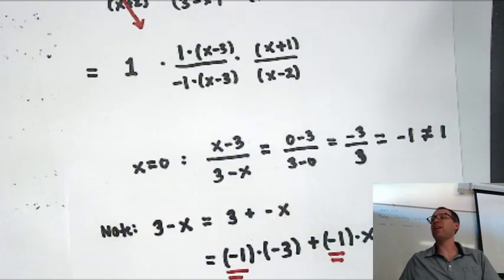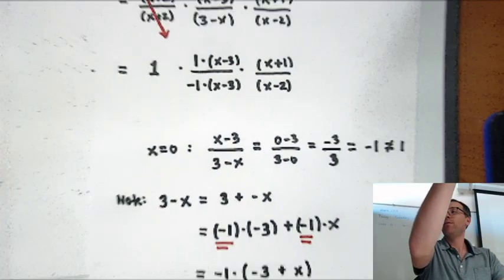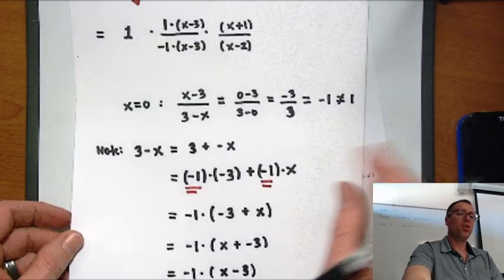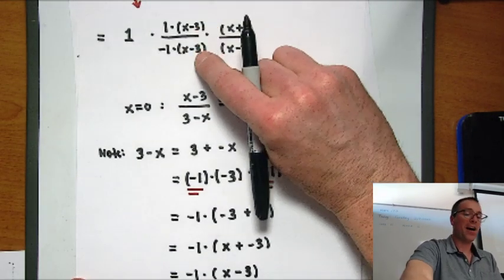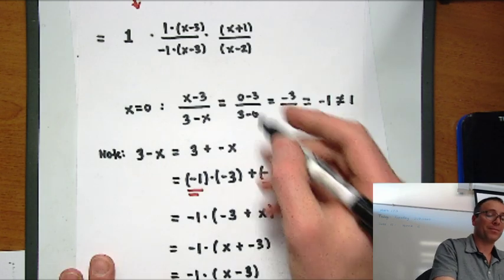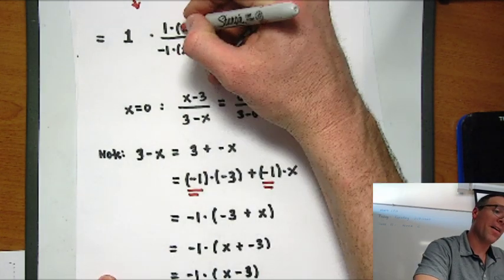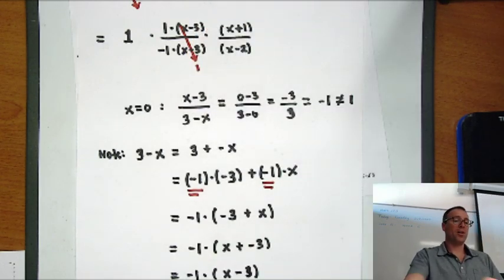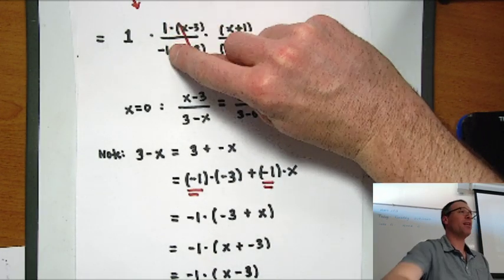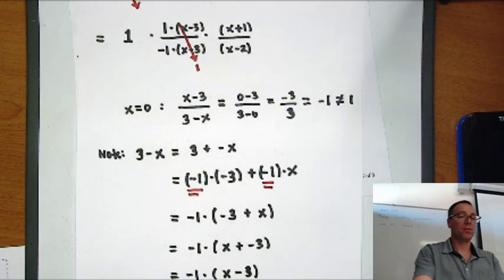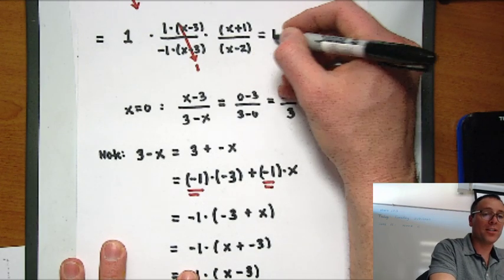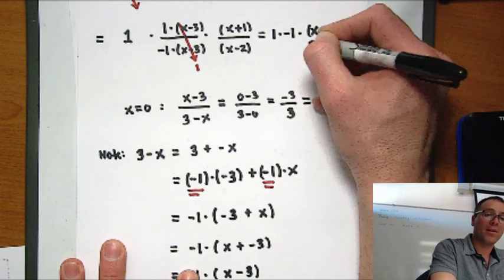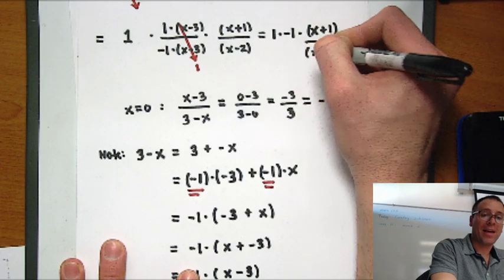Would you agree that anytime I have a number I can always multiply by 1? Okay. What do you know about x minus 3 divided by x minus 3? That thing goes to 1. What is 1 divided by negative 1? Negative 1. So now this is 1 times negative 1 times x plus 1 divided by x minus 2.